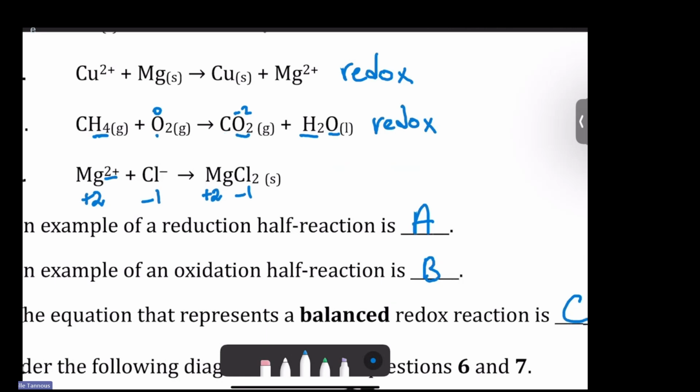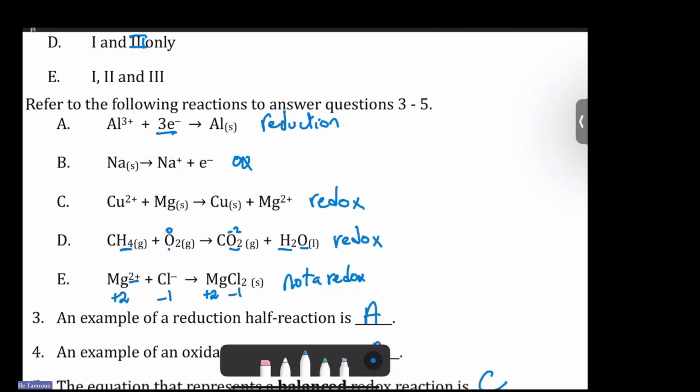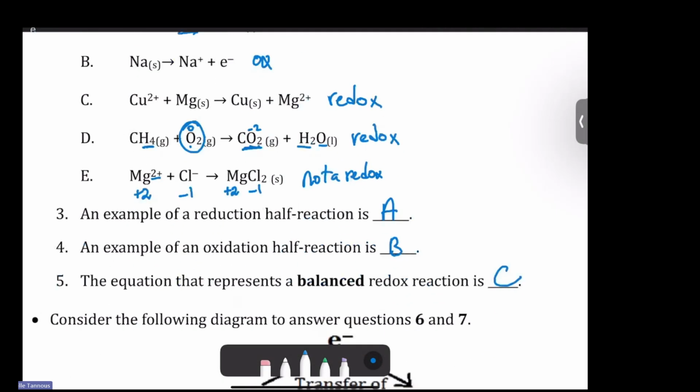The others are very clear. By looking at this and O in a compound, it's clear. There's a change. I don't have to look for the other change. Definitely there will be another one.